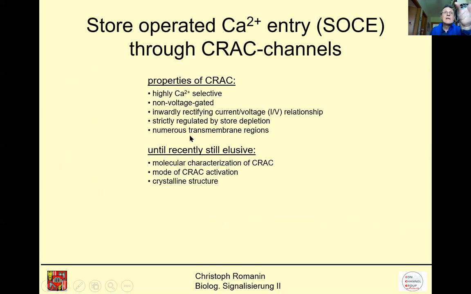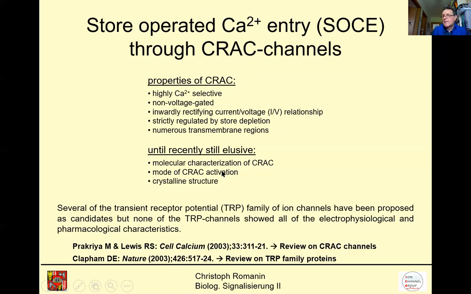And of course, this protein needs to have at least 2 transmembrane regions to work as a functional ion channel. What's behind the molecule, how it actually is activated, and of course, a 3-dimensional structure in terms of a crystal or cryo-EM structure, that is not known. At the time we are now going to, it's between 2002 and 2005.